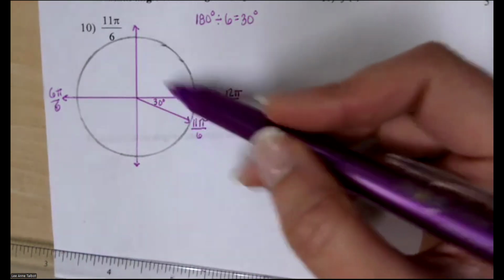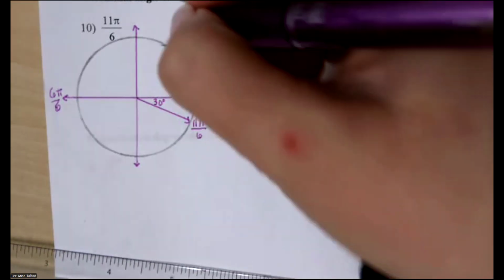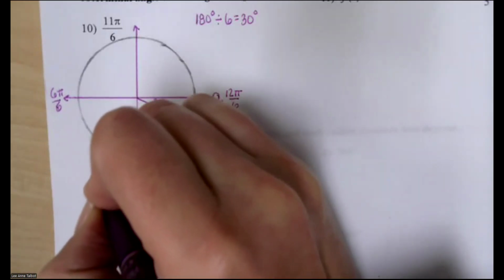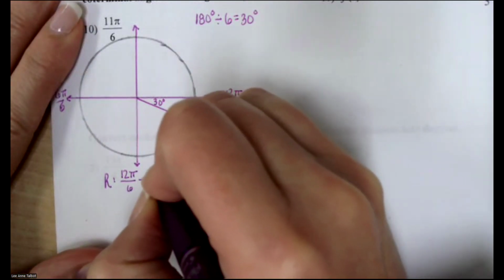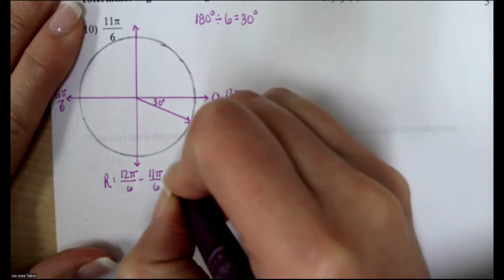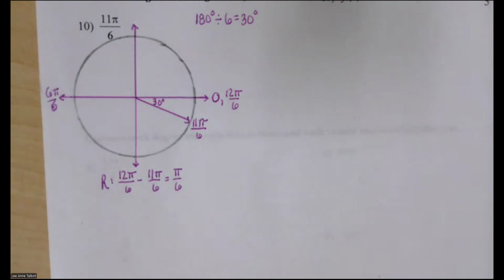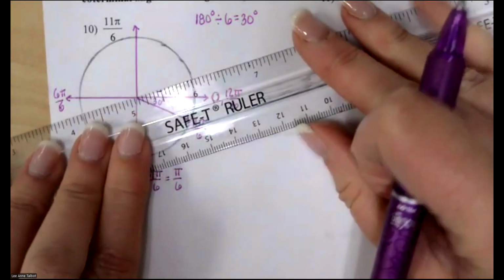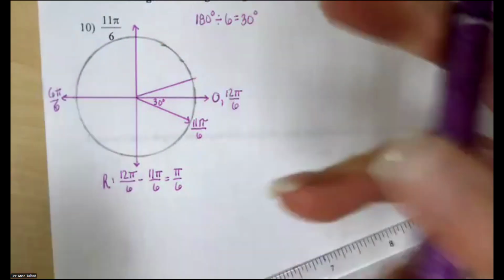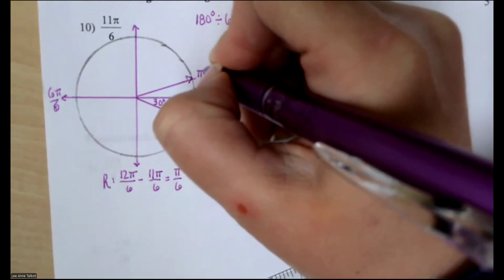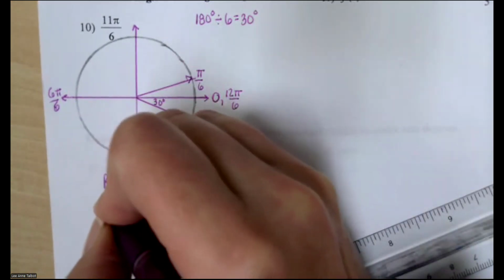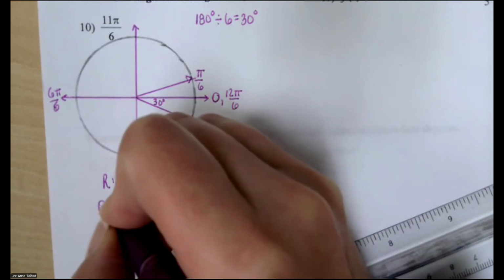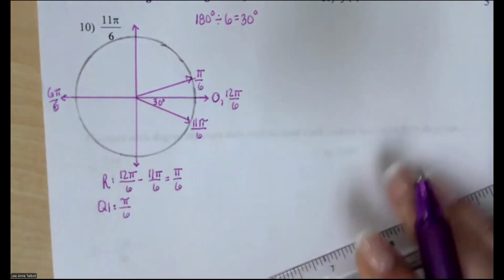Now I use the 30 degrees to help me draw it, but for my reference angle, I'm going to say 12 pi over 6 minus 11 pi over 6 equals pi over 6. That means that this angle right here, quadrant 1, is also going to be pi over 6. Reference angle is always the same as the quadrant 1.